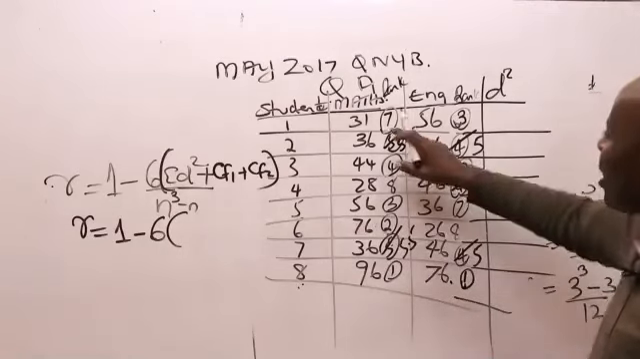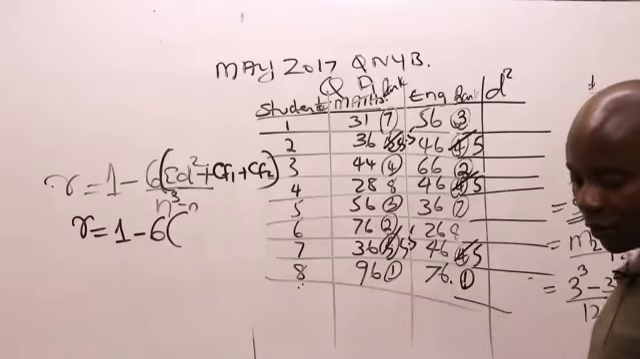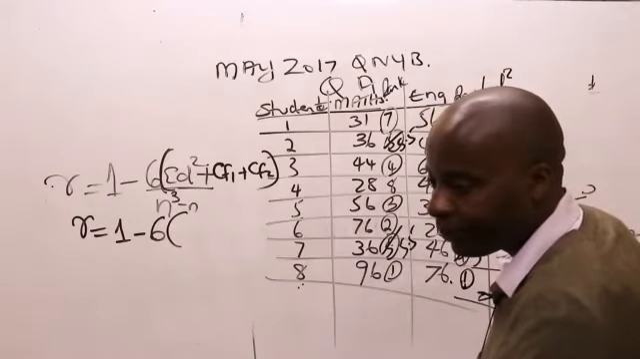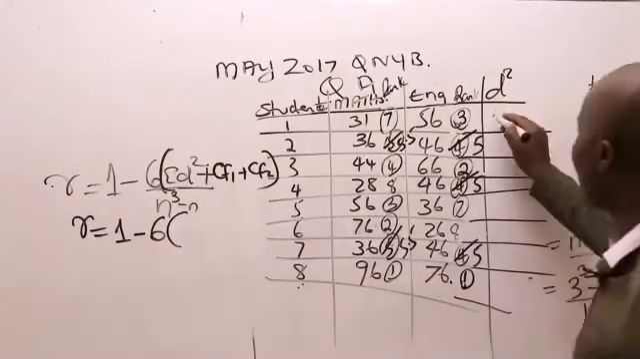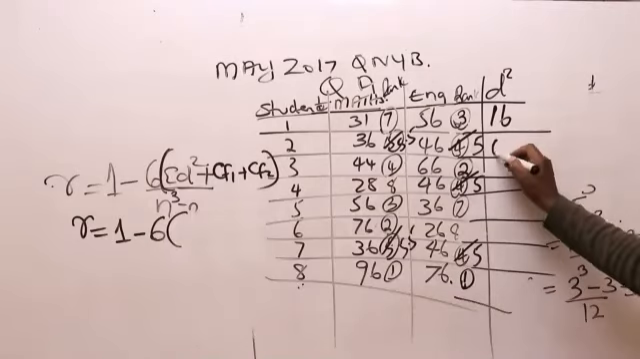So come here. 7 minus 3 gives me 4. 4 squared gives me what figure, somebody? 16. So this gives me 16. Go to the next one. Next one, we have 5.5 minus 5. Whatever we get squared, what figure are we able to get, ladies and gentlemen, there? Thank you very much. 0.25.